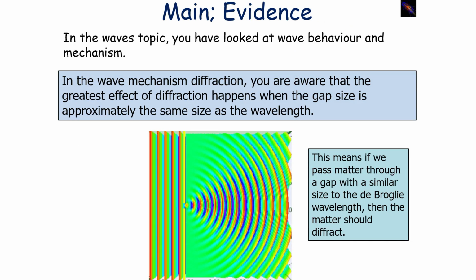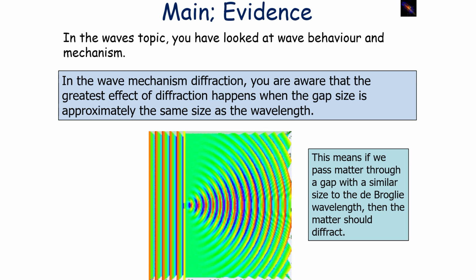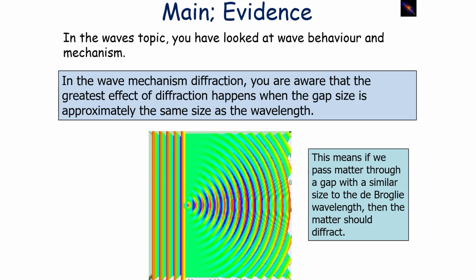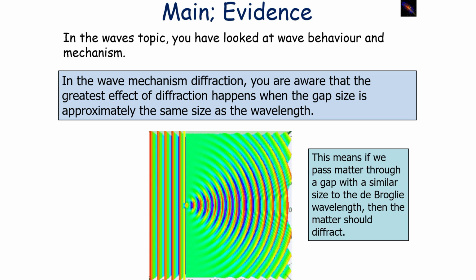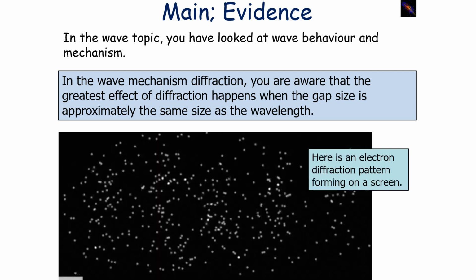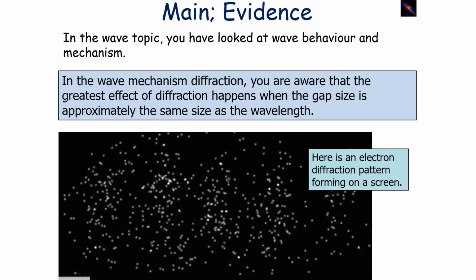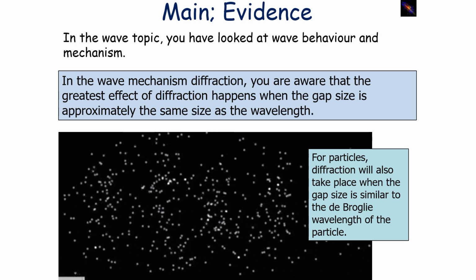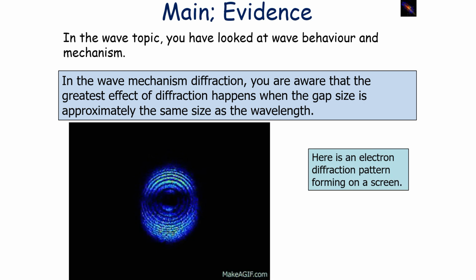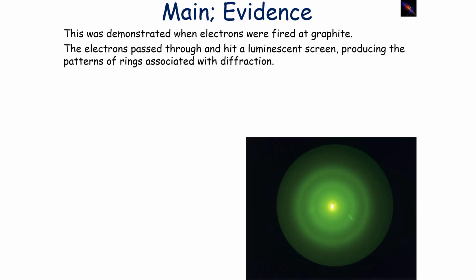Now, one famous mechanism, which is a wave property only, is diffraction. So it means that if a wave passes through a gap similar in size to its wavelength, it will diffract. Now, in a similar idea, if matter passes through a gap with a gap size similar to the de Broglie wavelength, the matter should then diffract. So you can get an electron diffraction pattern forming on a screen, because in this instance, the electrons have moved through a gap of similar size to the de Broglie wavelength of the particle.